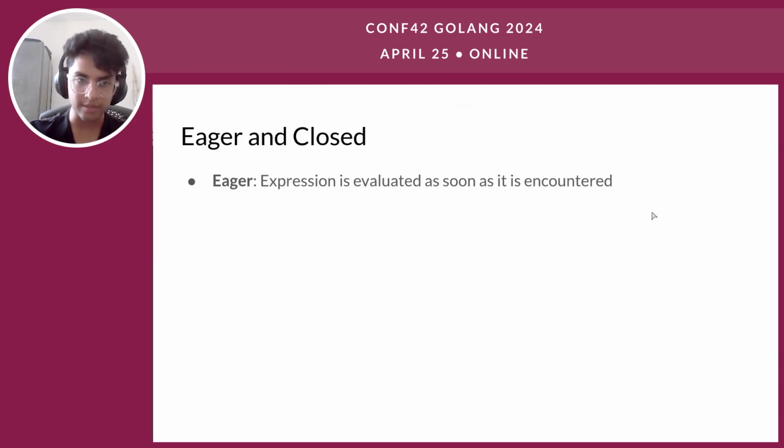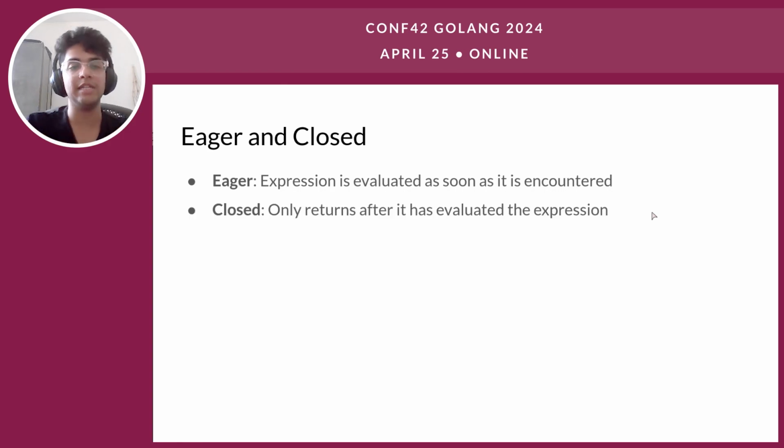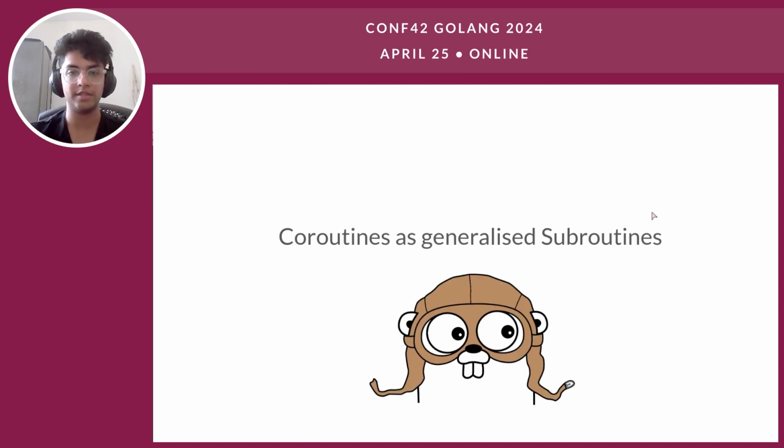Now, these definitions differ depending on where you are looking on the internet. But for this talk, eager and closed means that, well, eager means expressions that a function encounters are evaluated as soon as they are encountered, and closed means that your function only returns after it has evaluated the expression. So it can't suspend itself in the middle of processing and yield control back to its invoker. That's the important difference that we'll see soon with coroutines.